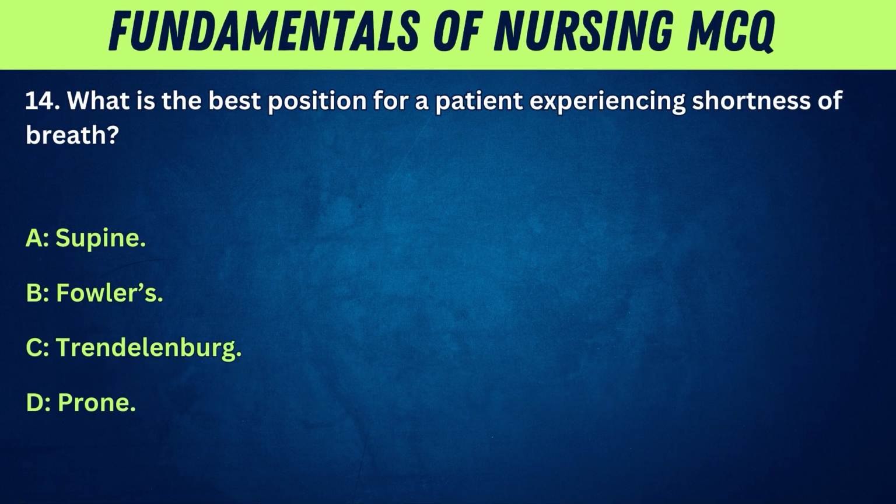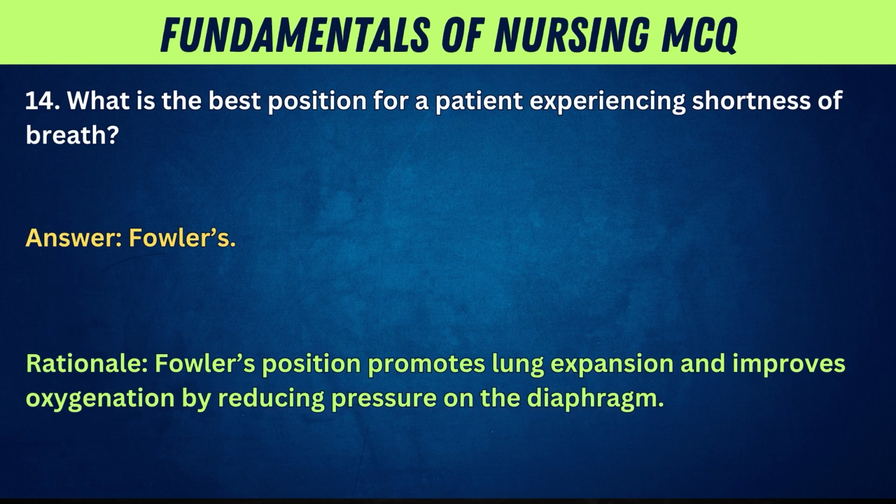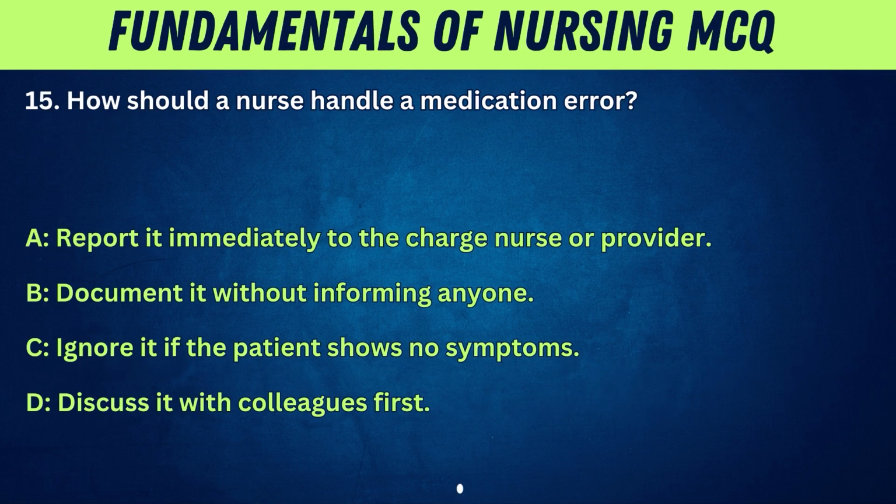14. What is the best position for a patient experiencing shortness of breath? A. Supine. B. Fowler's. C. Trendelenburg. D. Prone. Answer. Fowler's. Rationale. Fowler's position promotes lung expansion and improves oxygenation by reducing pressure on the diaphragm.